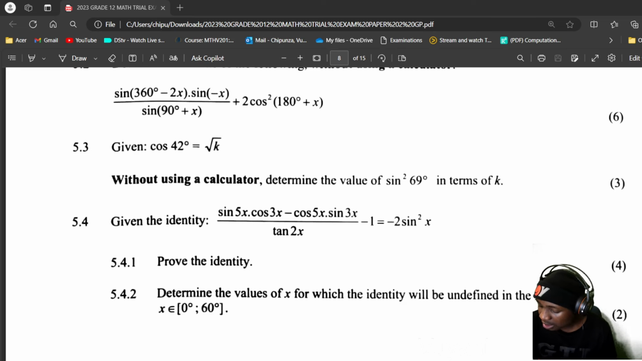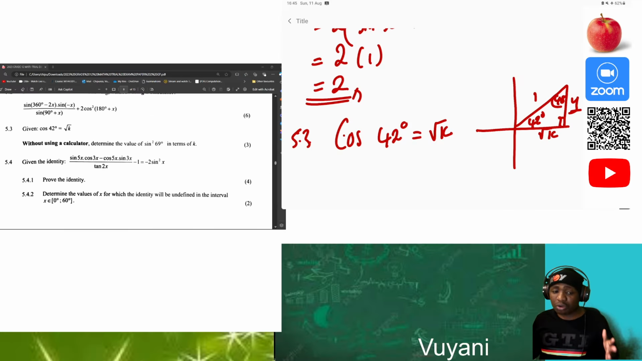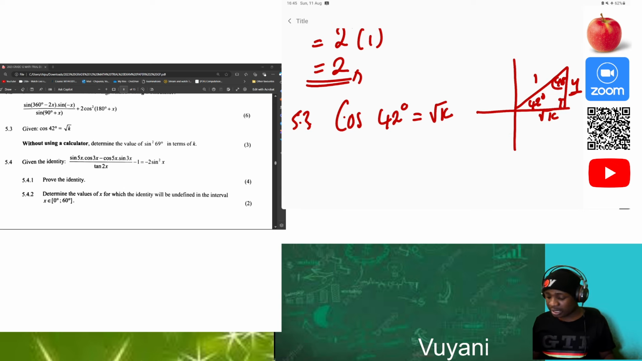It's just us plotting, and we can calculate this y value when we want to. Let me remove that big screen so that everyone can see. Here we go. So now we are given cos 42 degrees, and our question is to calculate the value of sine squared of 69 degrees in terms of k. How do we relate 69 degrees to k?